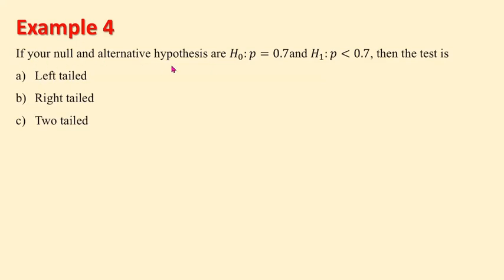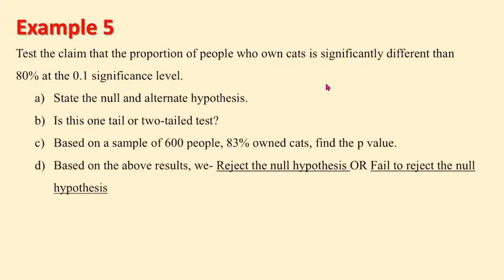Example 4. If your null and alternative hypotheses are, this is the null hypothesis, p equals 0.7, and the alternative hypothesis is p less than 0.7. Then the test is, you can see because there is a less than, lesser numbers are on the left. So this must be the left-tailed test. So the correct answer choice is part A. Now let's go to number 5.